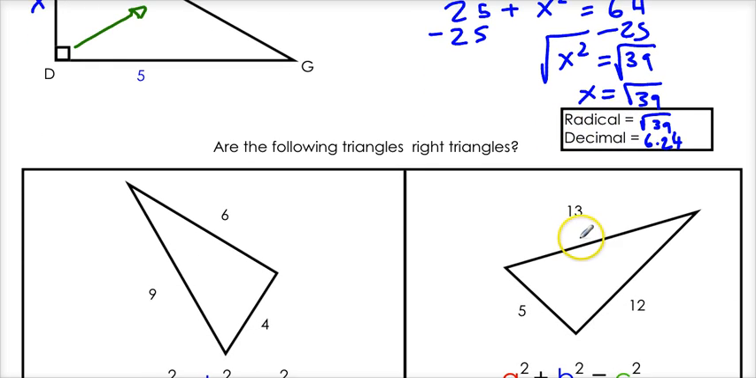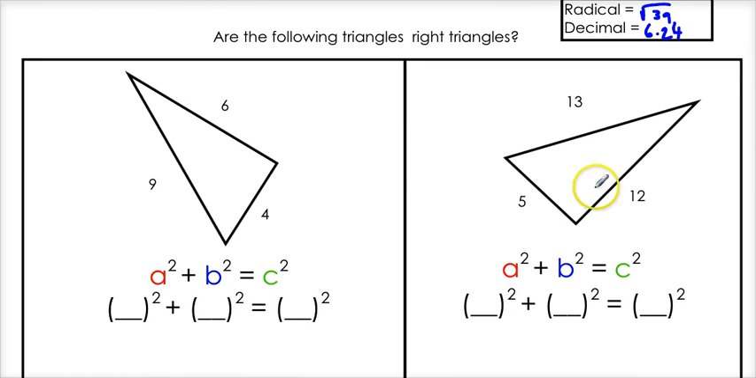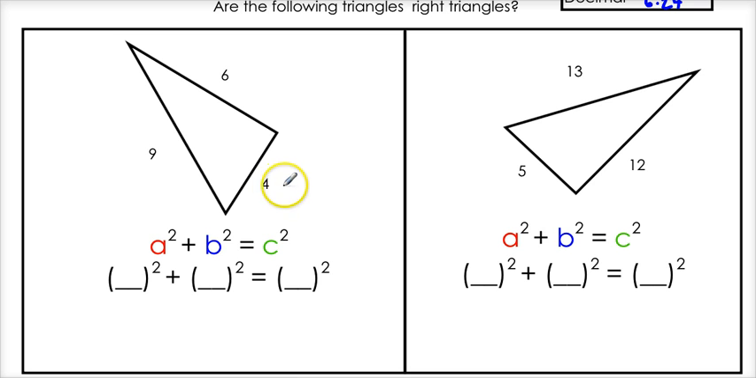Okay. The next part of this lesson is to figure out, how do you know if something is a right triangle? So here you have two triangles that look like right triangles, but how can you figure out if they are or not? Well, the way you could do it is by plugging into the Pythagorean Theorem. And if it works, if both sides equal each other, then it is a right triangle.